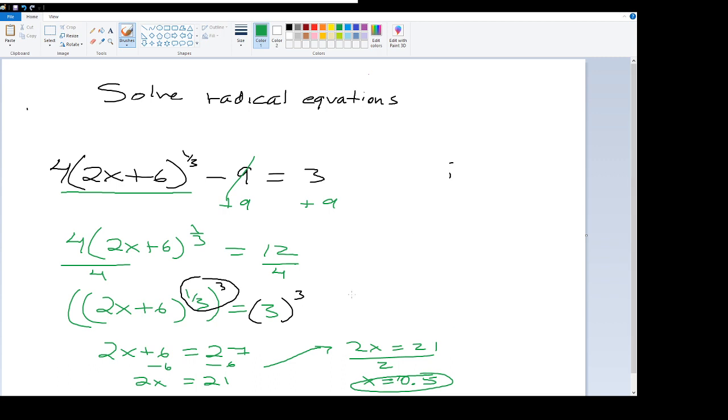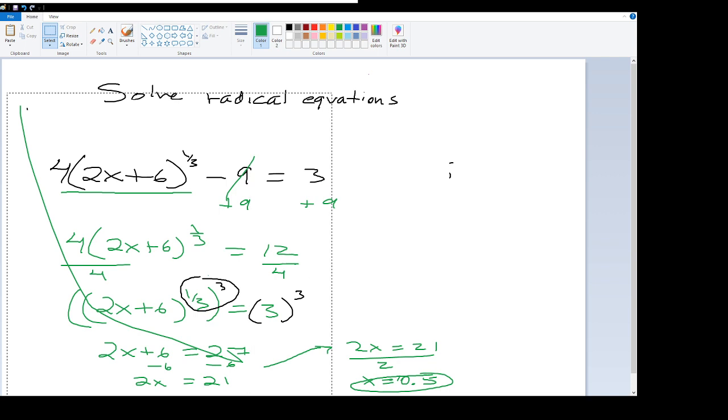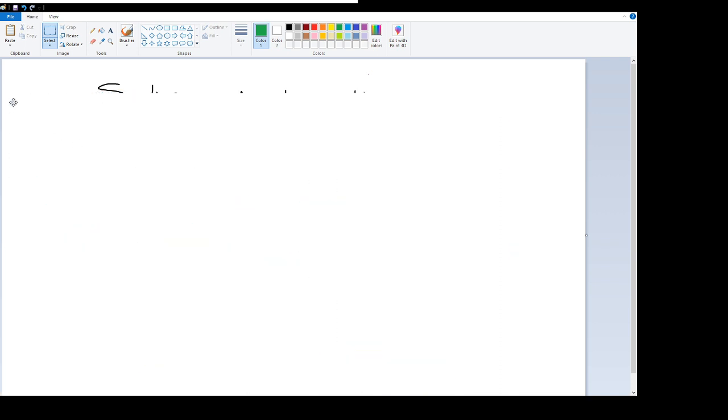All right, so let's do another one that's a bit more complex. Let's clear all this. Okay, here we go. So let's look at the square root of x plus 21 is equal to 3 minus root of x.